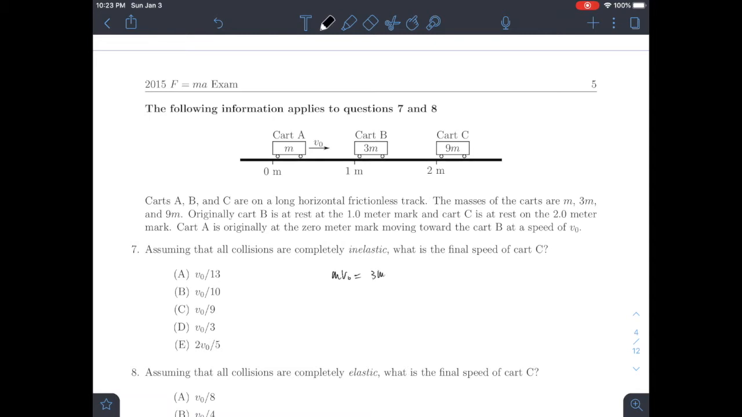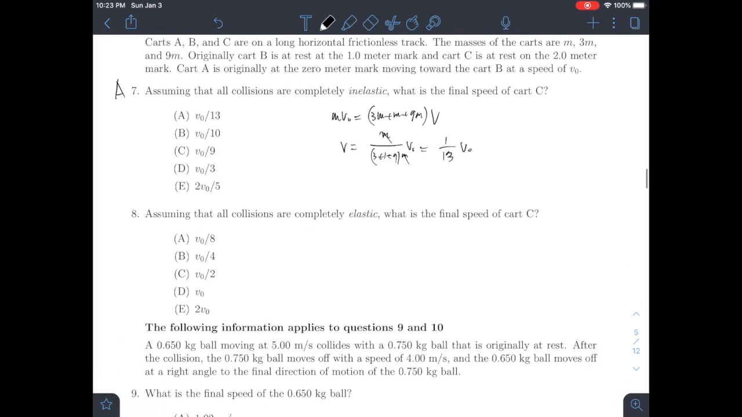So this time we do need to consider all the collisions. Because we know the collisions are perfectly inelastic, the initial momentum equals the final momentum. Then mv0 is equal to 3m plus m plus 9m times v. Then we calculate that v is equal to 1 over 13 times v0. So the answer to 7 is 1/13 v0.